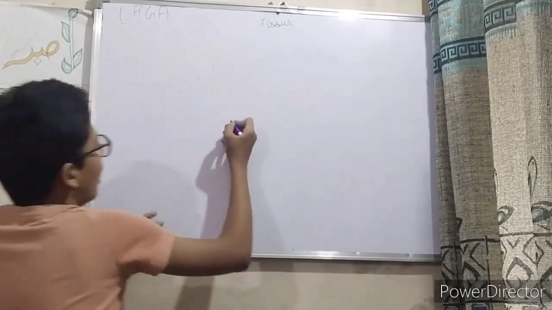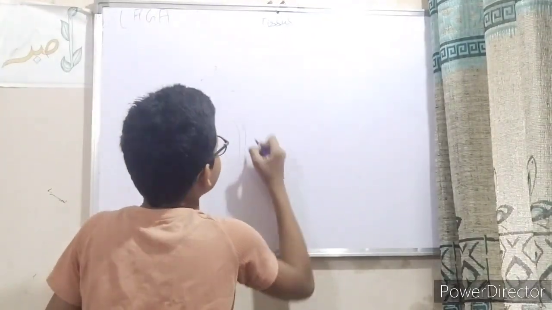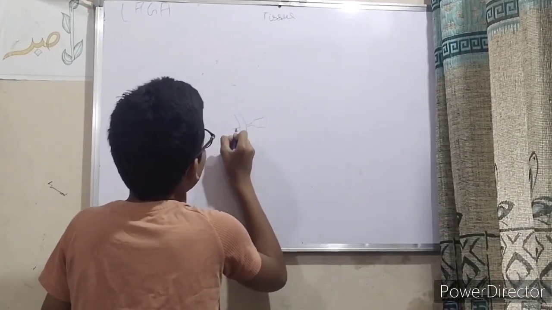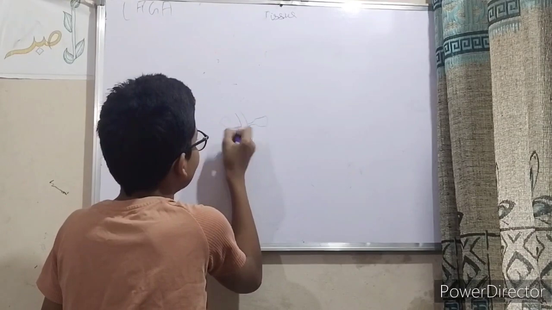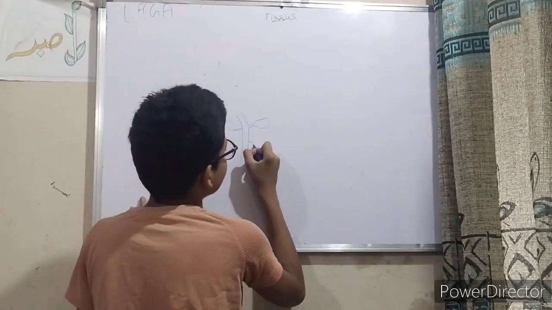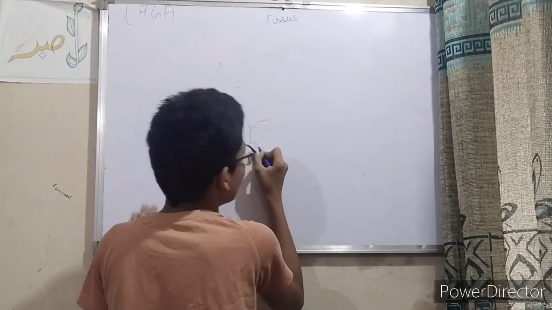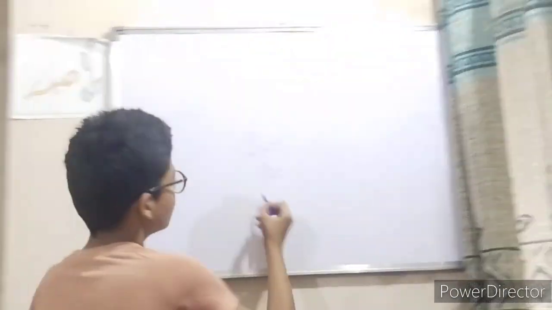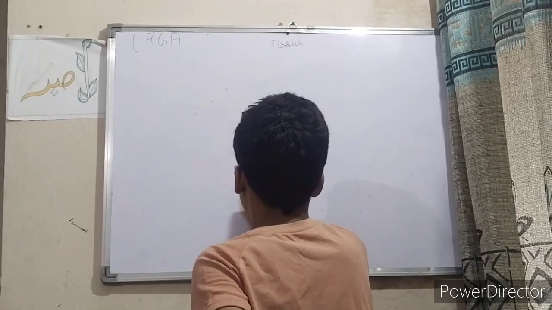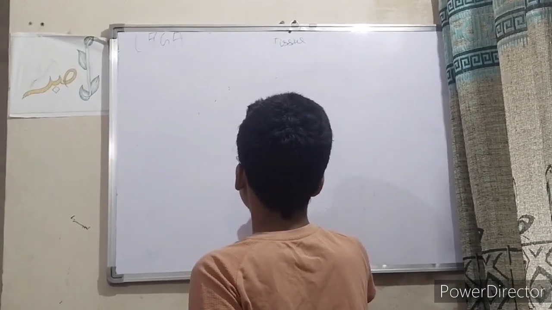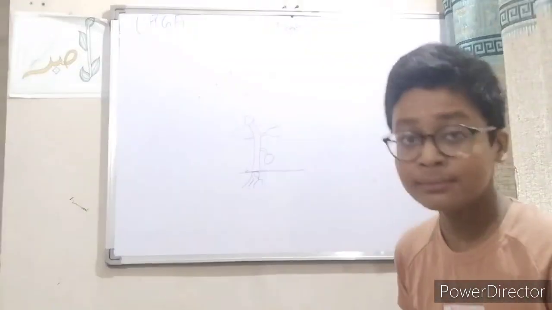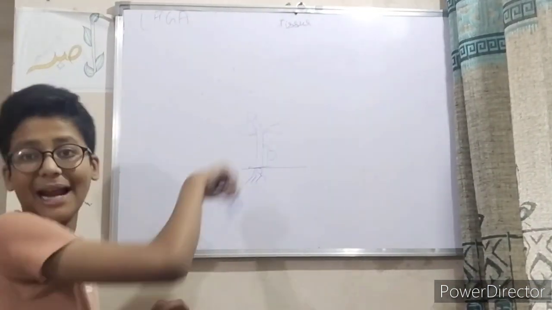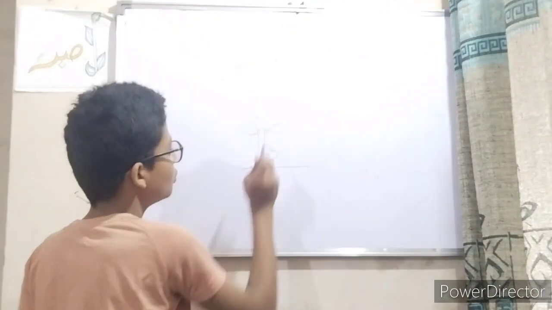What is xylem? Suppose this is our plant. I am drawing roughly. This is the leaves. This is the fruit. This is the bud. And this is land, and this is roots. So xylem is a type of tissue. It is present in the plant stem and roots.